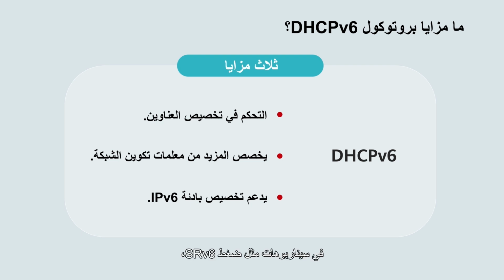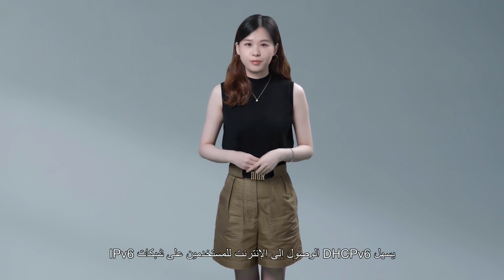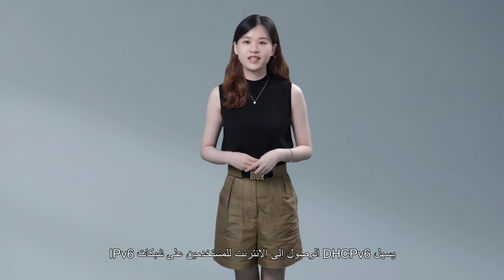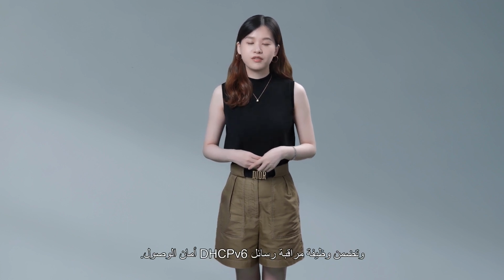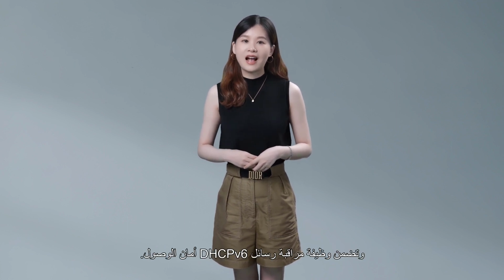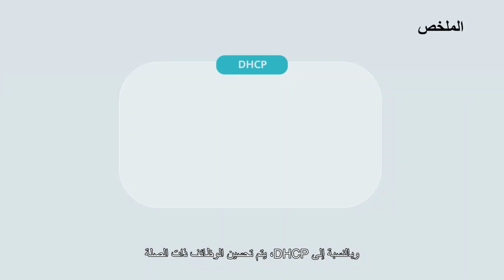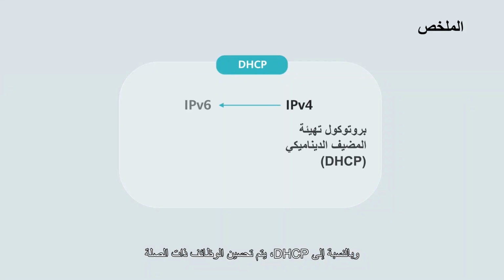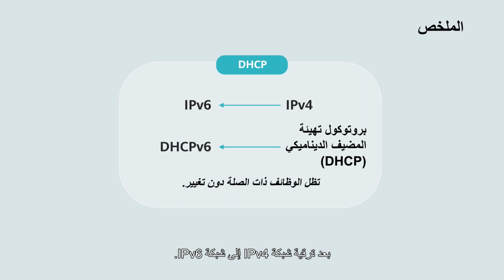In scenarios such as SRv6 compression, there are high requirements on IPv6 prefix planning. In this case, DHCPv6 can be used for proper planning. In short, DHCPv6 simplifies Internet access for users on IPv6 networks, and DHCPv6 snooping ensures access security. As for DHCP, related functions are further enhanced after the IPv4 network is upgraded to the IPv6 network.